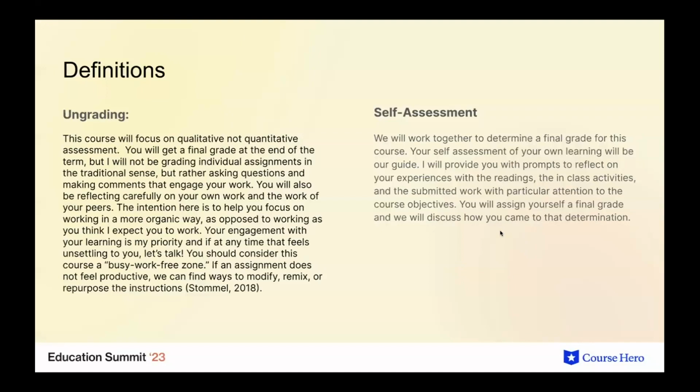This comes from Jesse Stommel. His website, jessestommel.com, has lots of information about ungrading, and this helped me to articulate my assessment process in a way that I hadn't really been able to talk to students about on my own. And so I use his words to position how we're going to think about assessment in my class.